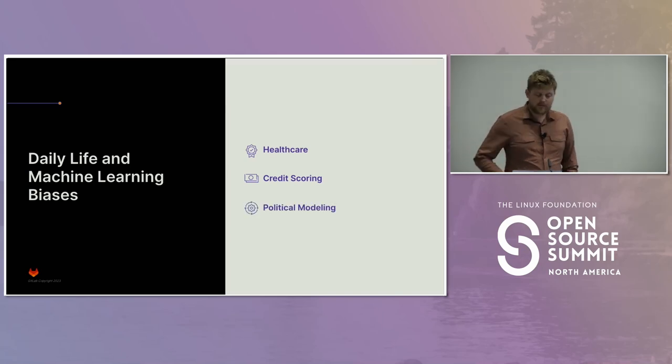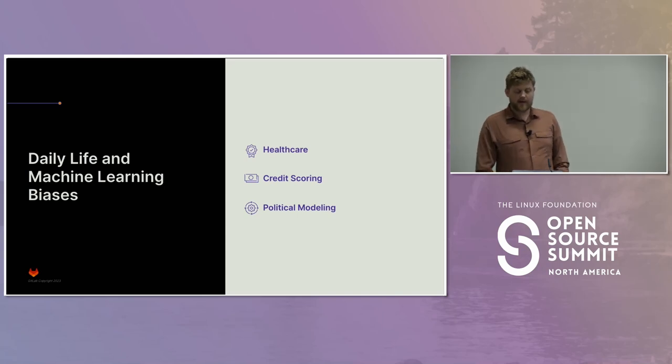So lastly, political modeling. Political modeling can be biased due to the data that trains the models. If the data used to train the model is not diverse in its representation, the model can produce inaccurate or biased predictions. For example, if a political machine learning model is trained on data that reflects existing biases in polling or election results, the model may perpetuate these biases and inaccuracies in its predictions. Similarly, if the data used to train the model is biased towards certain political viewpoints or excludes certain demographics, the model may produce biased results.